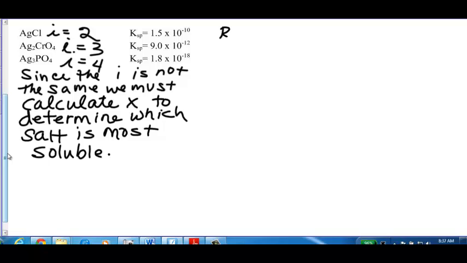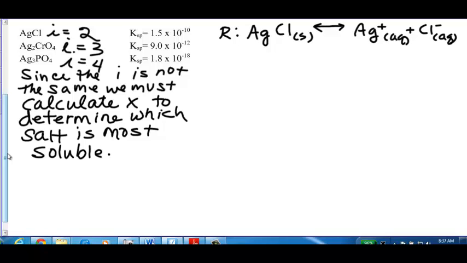We write our reaction. It's the dissociation of the solid into Ag plus and Cl minus. We put some of this in water, and even though we consider it insoluble, a little tiny bit of it is going to dissolve. That little tiny bit is our solubility, and that's what we're trying to find.